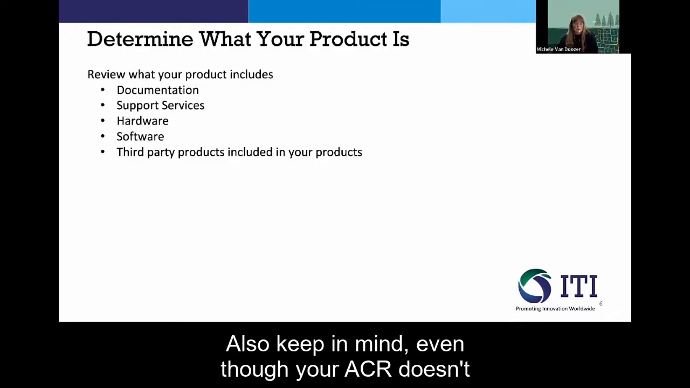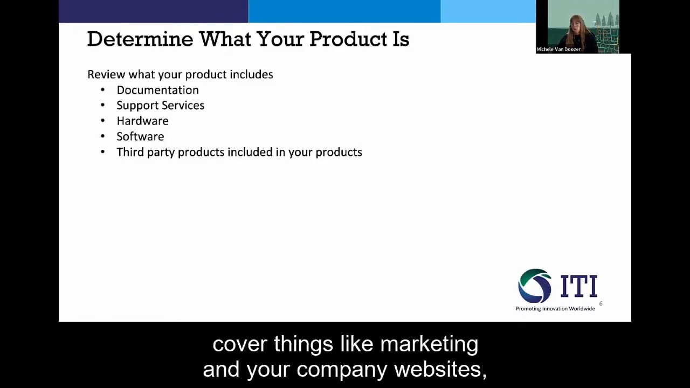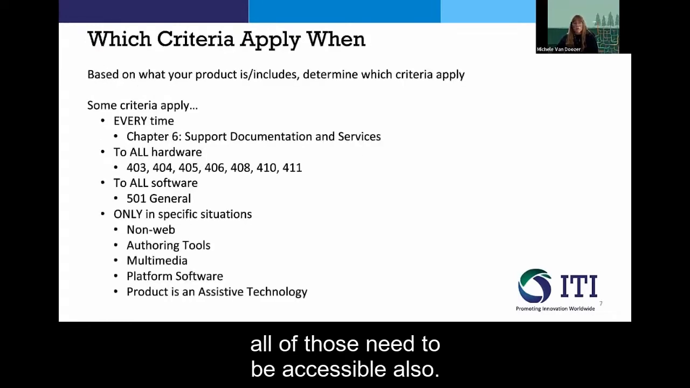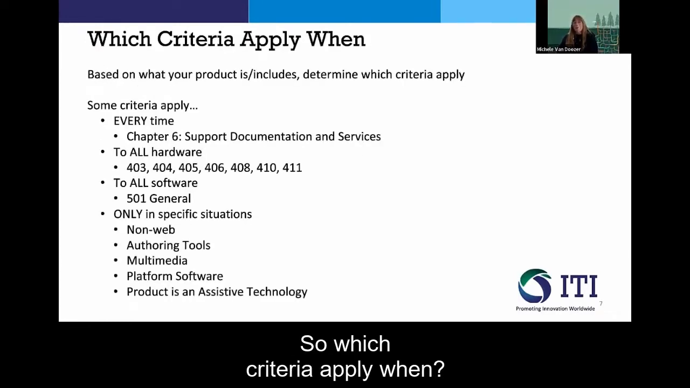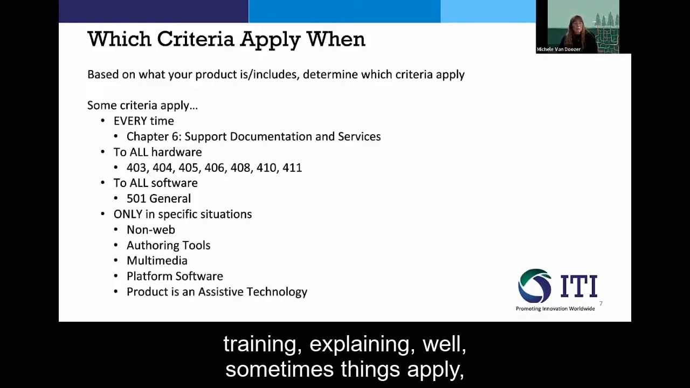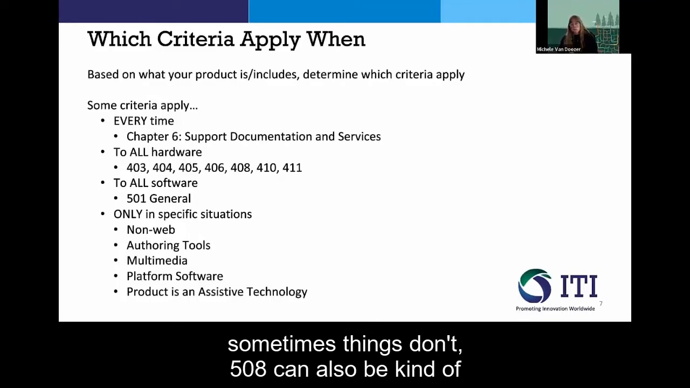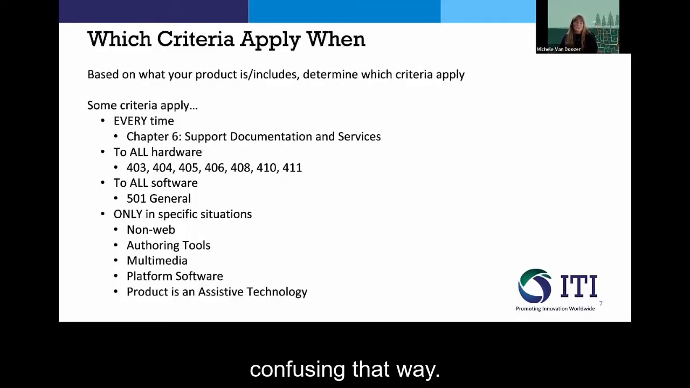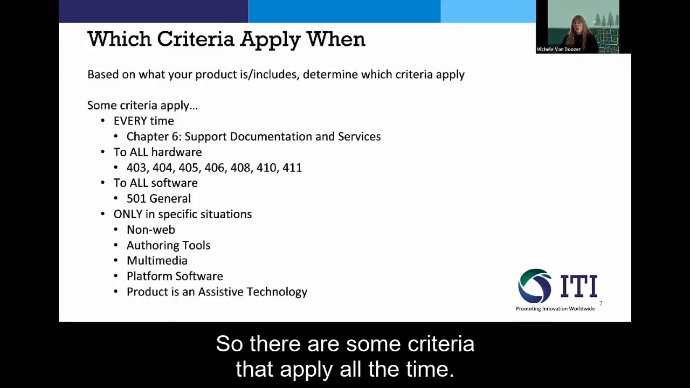Also keep in mind, even though your ACR doesn't cover things like marketing and your company websites, all of those need to be accessible also. So which criteria apply when? Just like Mary Jo went through in the WCAG training explaining, sometimes things apply, sometimes things don't. 508 can also be kind of confusing that way. So there are some criteria that apply all the time.